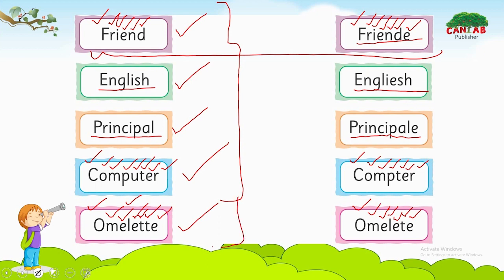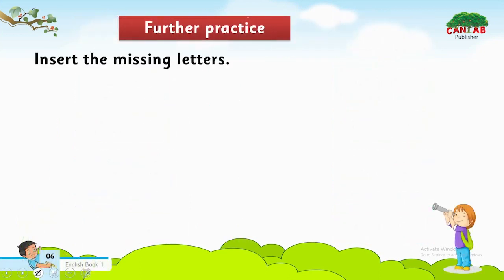So here in this activity, you have realized that the sound of the words is going to justify which is the right option. On the left side, all of the options are correct. Why? Because in the first one, the pronunciation was friend. That one is the correct one. And the second one is sounding English. The third one is principal. The fourth one is computer. The fifth one is omelette. So these are the right answers, and your listening skill and your reading skill is going to enhance with this activity. Further practice. Insert the missing letters.